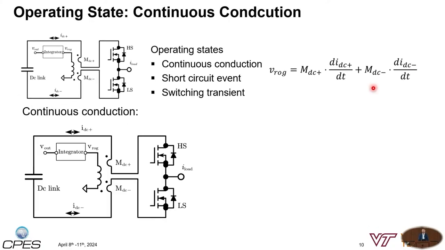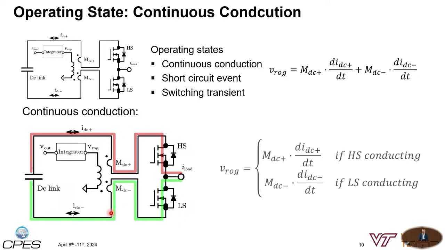If we first go into the continuous conduction, how we define continuous conduction is that either the high side MOSFET or the low side MOSFET is conducting, but they are never conducting at the same time, which means that the load current, I_load, flows through the DC plus trace if the high side MOSFET is conducting, or if the low side MOSFET is conducting, the load current flows through the DC minus trace. That gives us the equation for the output voltage of the Rogowski coil, which is either dependent on the first term, if the high side MOSFET is conducting, or dependent on the current change through the DC minus trace if the low side MOSFET is conducting.